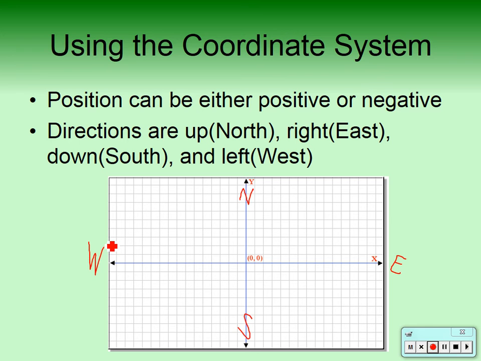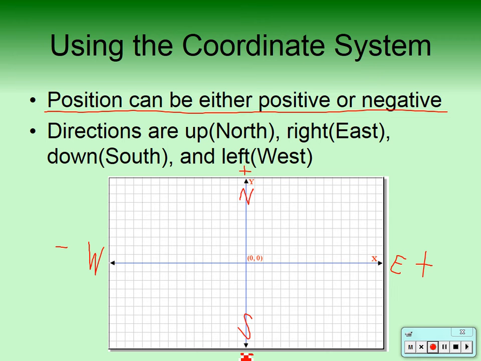Okay, now it says that position can either be positive or negative. When we go to the right in physics, that's positive. So east is going to be positive or negative? If we're going east, we're going a positive direction. What if we go west? Negative. That's going to be a negative direction. What if we go north? Positive or negative? Positive. What if we go south or down? That's negative.